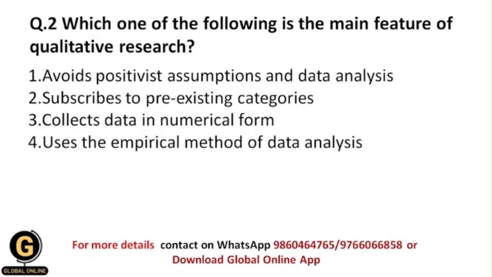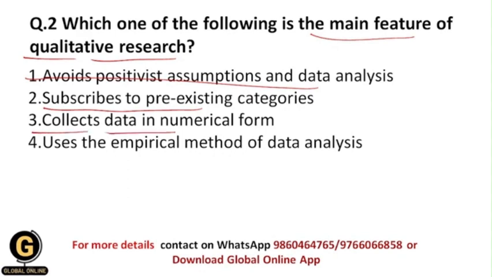Okay, next is which one of the following is the main feature of qualitative research. Whether it avoids positivist assumptions and data analysis, or subscribes to pre-existing categories, or collects data in numerical form, or uses the empirical method of data analysis. So basically students, first of all we need to understand what exactly the positivist approach is. Step by step I will tell you what that is.